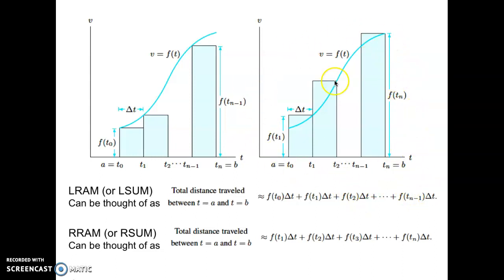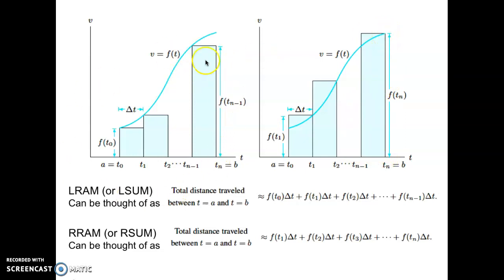This is an R sum or an RRAM. Notice when we do these, we don't use the value of the function at t sub 0. Notice there's no rectangle that's drawn there. With the L sum we do, but with the right sum we move one over. So we start here at t sub 1, and then we draw it so that the right edge hits the curve. So the length of our first rectangle is found by using our first t1 value, and then our t2 value, t3, t4, all the way up to t sub n, which is b.